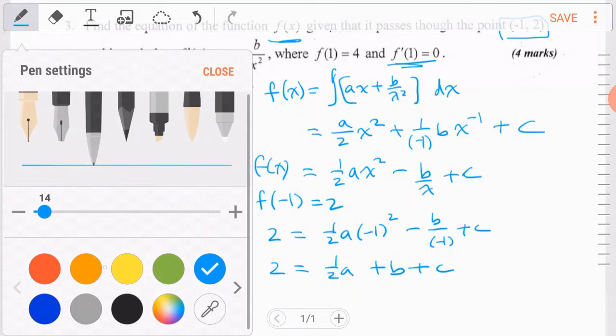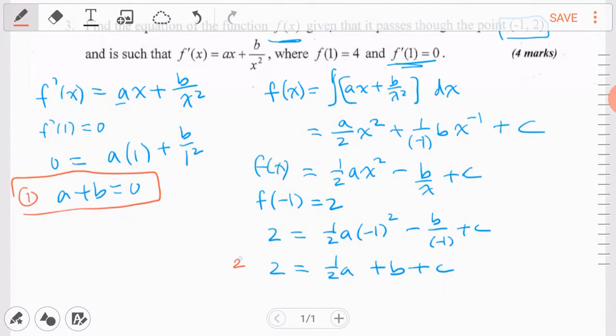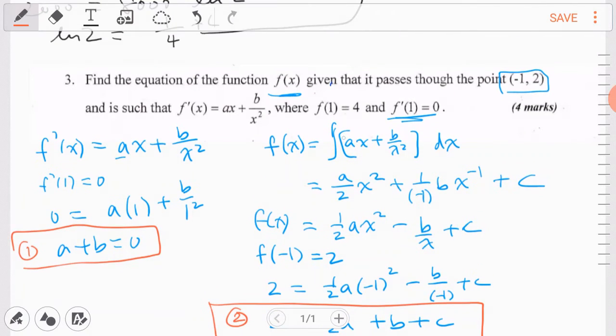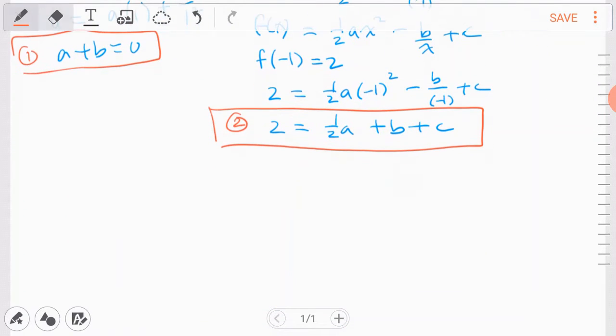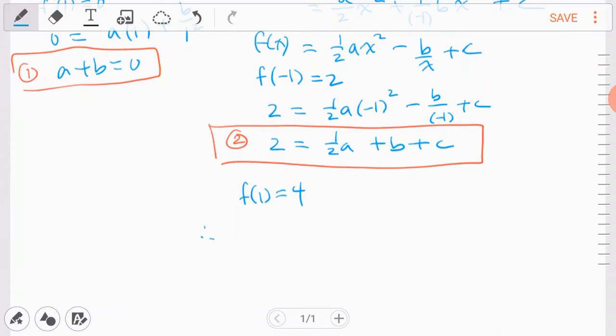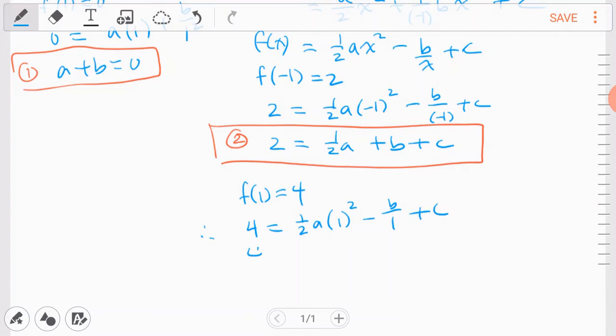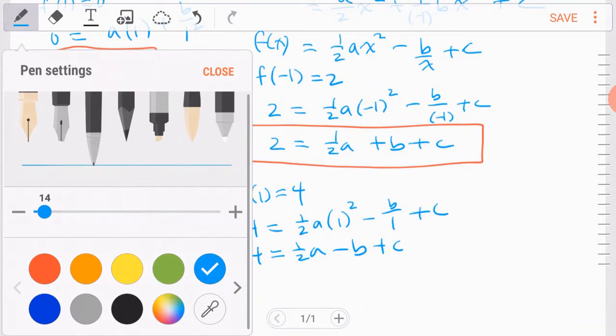So this is our second equation, and actually looks like we're going to need 3 equations to solve this problem, because we also have to find c. But we have this piece of information right here where f of 1 is equal to 4, so we can plug that into our equation as well. So we have f of 1 is equal to 4, therefore, going back to our equation for f of x, we have 4 is equal to 1 over 2a times 1 squared minus b over 1 plus c. But 4 is equal to 1 over 2a minus b plus c. And if you look at these, let me just write this down as equation 3.